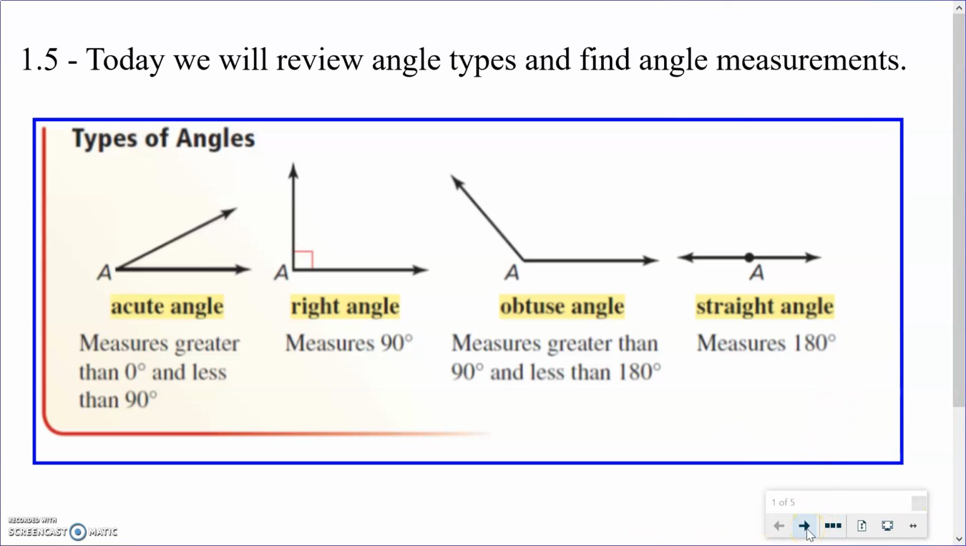So first thing is I want to review the types of angles. We have acute angles, which are greater than 0 degrees and less than 90 degrees. Okay, so they have to be between 0 and 90. A right angle is exactly 90 degrees. And an obtuse angle is greater than 90 and less than 180. And then we have a straight angle, which is exactly 180. And so those are the four types of angles we're going to talk about.